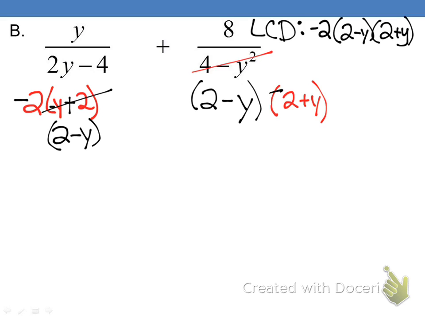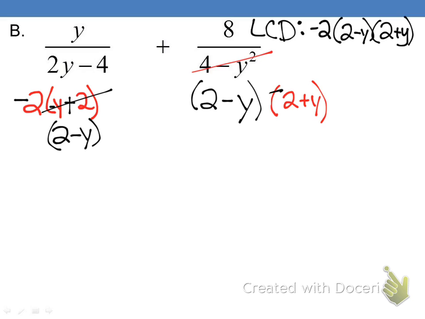Just remember that each piece needs to be represented in your LCD. Because we can multiply the denominators by new fractions as long as we multiply the top by the new fraction as well. What we cannot do is take pieces away. So there's no way I'm going to get rid of this -2. The only way I can have them match is if I add a -2 back here by multiplying top and bottom by -2. Does that make sense?